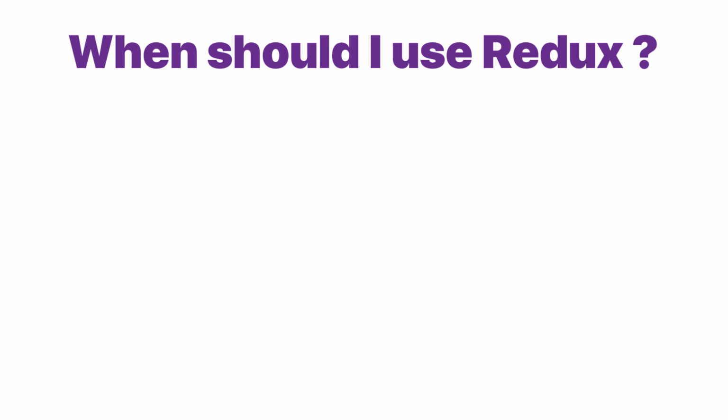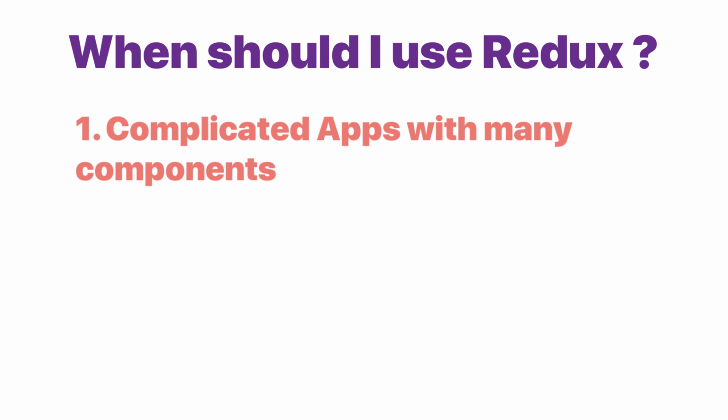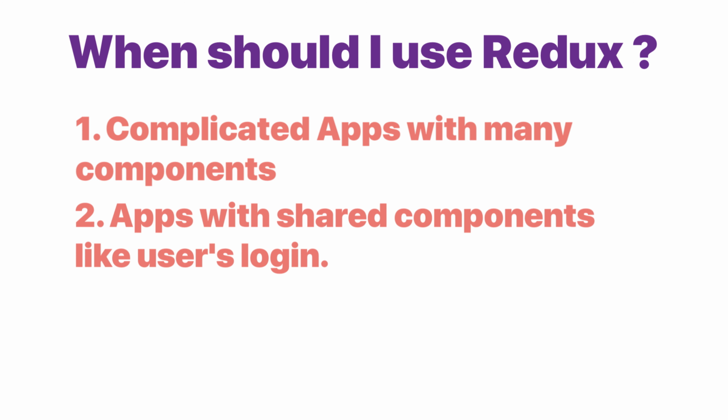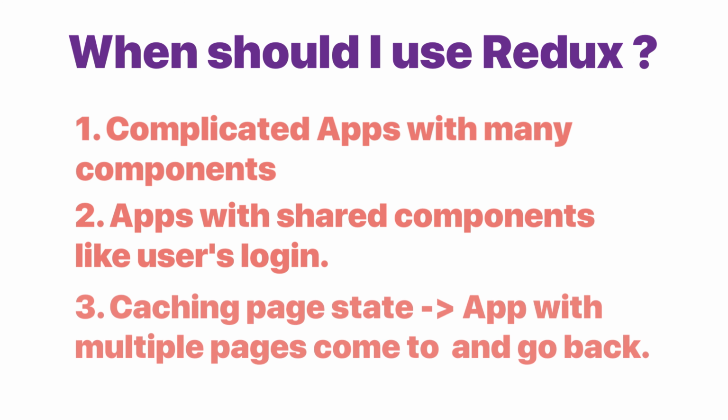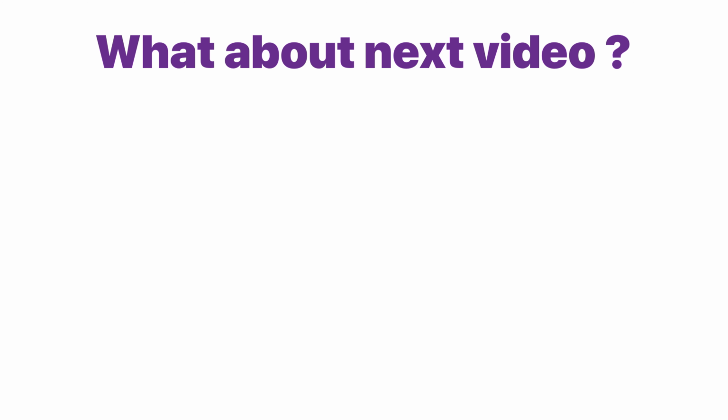And when should I use Redux? Firstly, when we have a complicated application with many components. Secondly, when the app has shared data like user login information. You have to save it and use it in many other screens. The third is caching page state, when the application has multiple pages or screens, and you want to go to the next screen and come back to the previous screen or page.